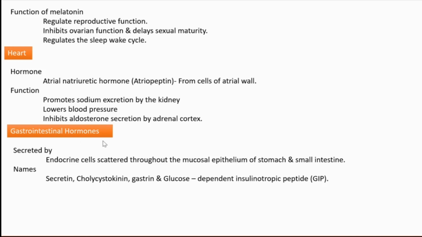Then gastrointestinal hormones. By which cells are they secreted? Certain endocrine cells. Where are they present? Scattered throughout the mucosal lining of the stomach and small intestine. Those endocrine cells secrete these gastrointestinal hormones. What are the names of these hormones? All these hormones we have learned in nutritional physiology. Secretin, cholecystokinin, gastrin, and glucose-dependent insulinotropic peptide.